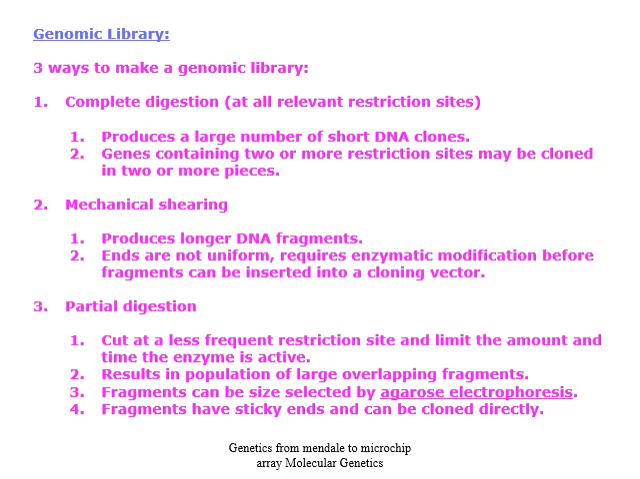Mechanical shearing produces longer DNA fragments. Ends are not uniform and require enzymatic modification before the fragment can be inserted into a cloning vector. Partial digestion: cut at the least frequent restriction site and limit the amount of time the enzyme is active. This results in a population of large overlapping fragments. Fragments can be size selected by agarose electrophoresis. Fragments have sticky ends and can be cloned directly.